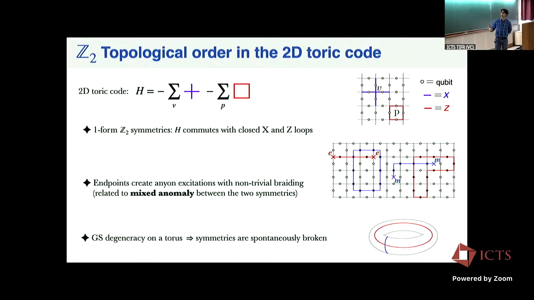And correspondingly, we have two kinds of symmetries that you can construct out of these, which are products of Z along a loop or products of X along a loop on the dual lattice. And these all commute with the Hamiltonian. So you can think of these as one-form symmetries of the model. And then you can think about the corresponding excitations that you get by opening up these loops. They have open lines, and they create excitations at their endpoints.